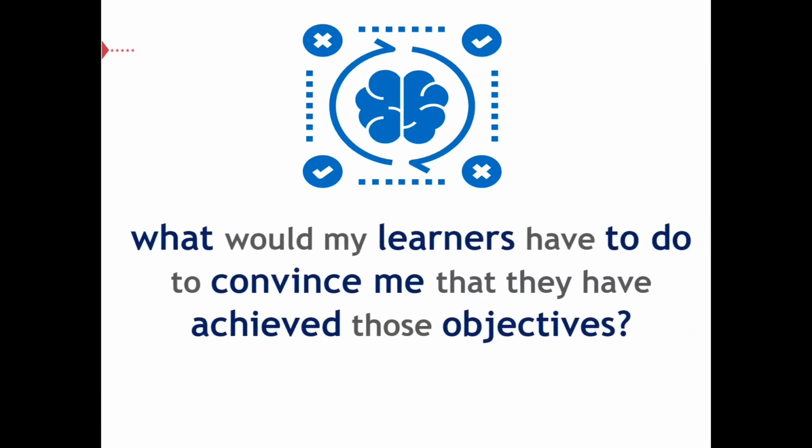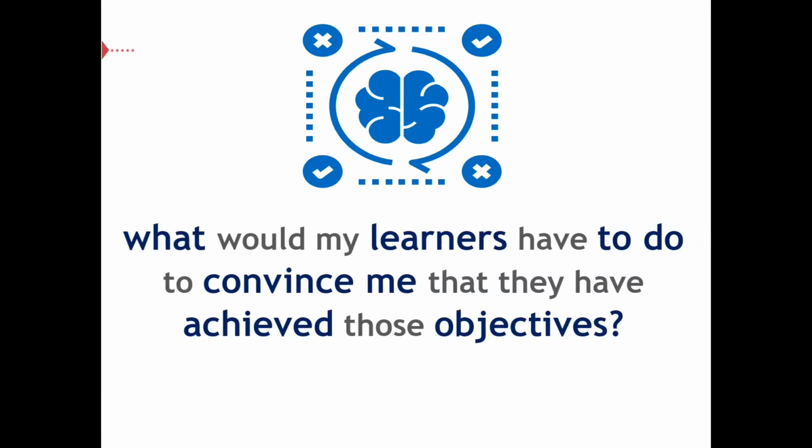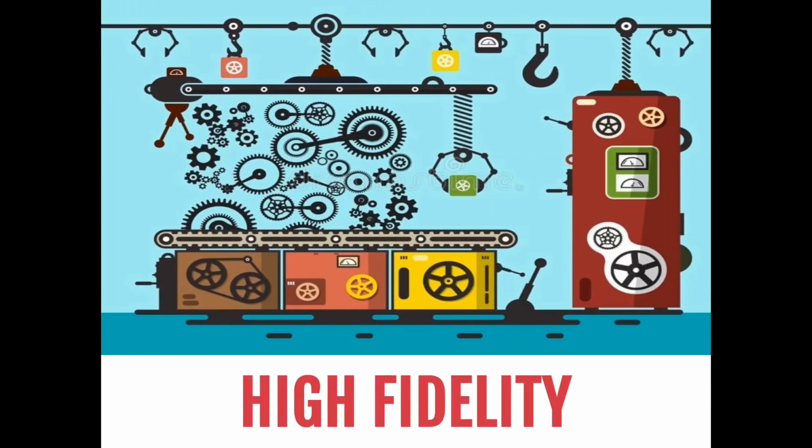When you have your objectives, you move on to the second step, which is creating your assessments. Begin by asking yourself, what would my learners have to do to convince me that they have achieved those objectives? The process of working out the answers to that question clarifies the real meaning of the learning objectives as you create the assessments. The projects that you ask them to engage in actually look like the discipline outside the classroom.